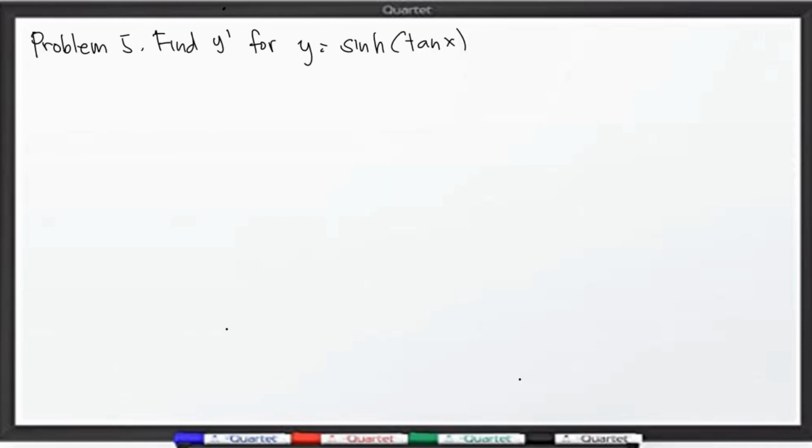We have problem number 5. Find y prime for y is equal to sinh tan x. Obviously, we will have here chain rule. So we say solution.